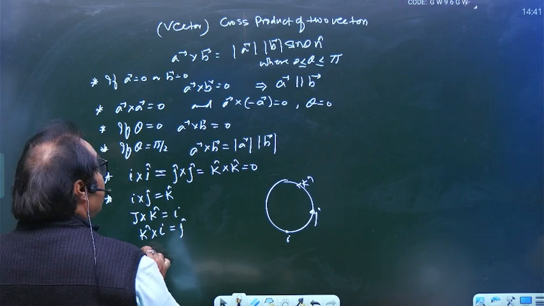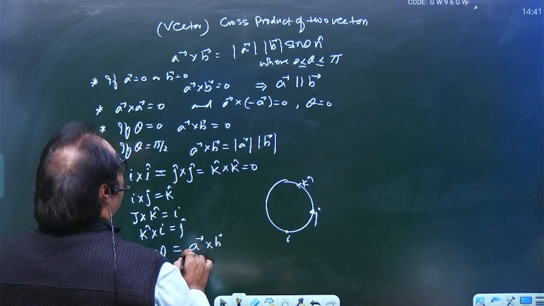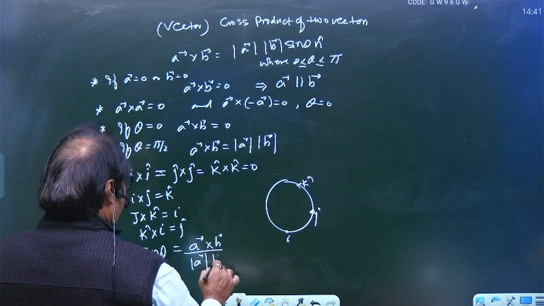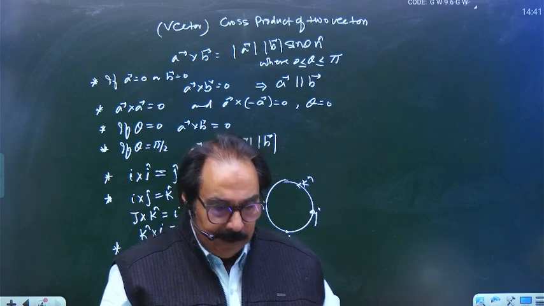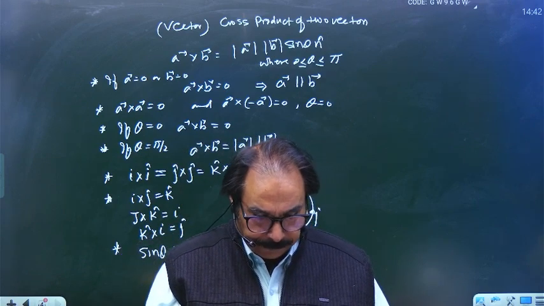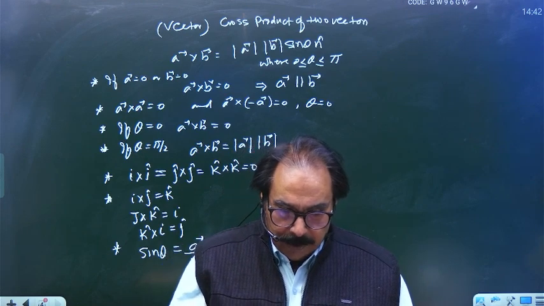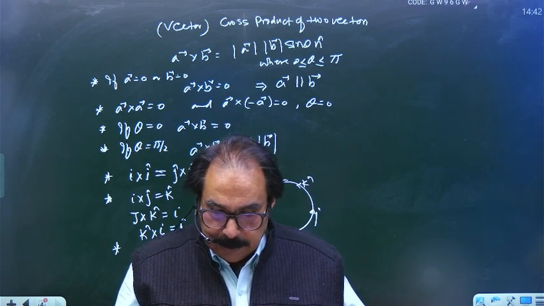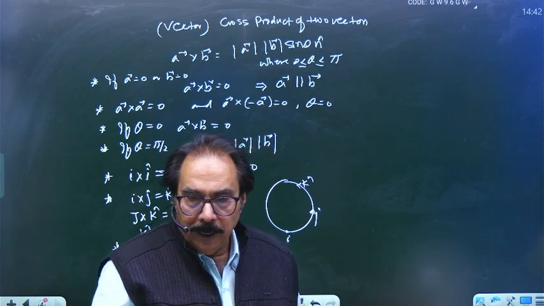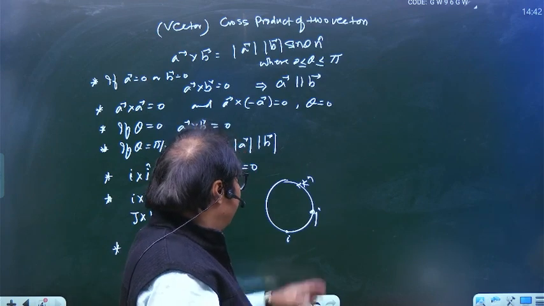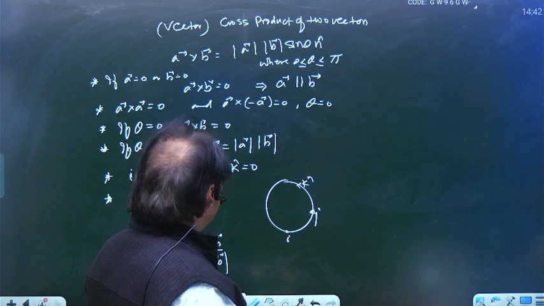Now the angle between the two vectors: sine theta is equal to magnitude of A cross B upon magnitude of A into magnitude of B, to find the angle between the two given vectors in the case of cross product. If we change the direction, suppose the question is J cross I, then J cross I will be equal to minus K, the direction will change.